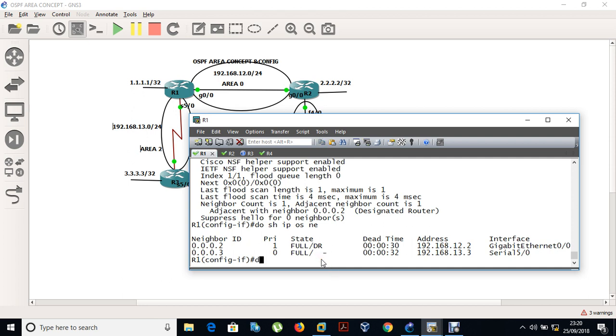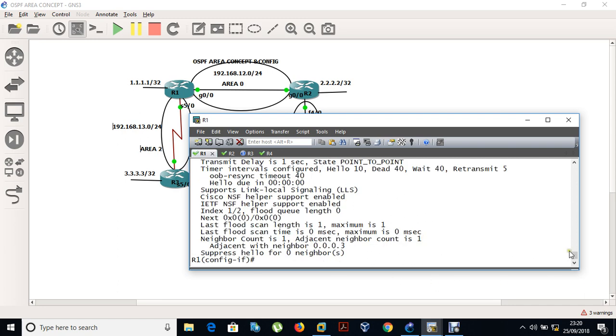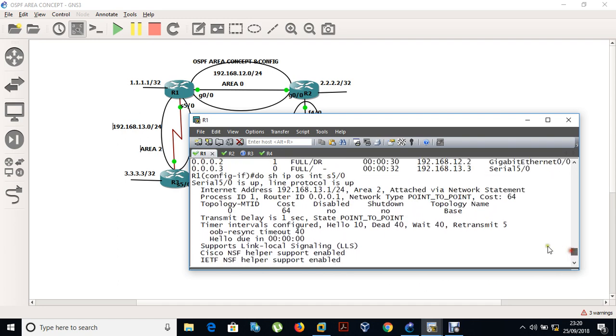What is that? Let me show you: show IP OSPF interface serial 5/0. Let me give you that command and show you. This network is not a broadcast, it's a point-to-point. It's not a broadcasting network. For that reason, we will not have a DR and BDR.